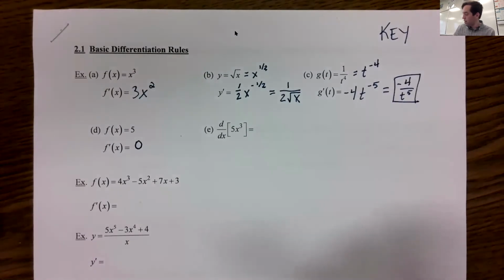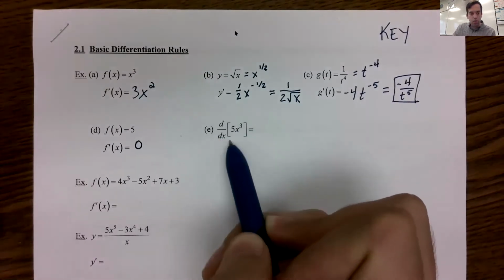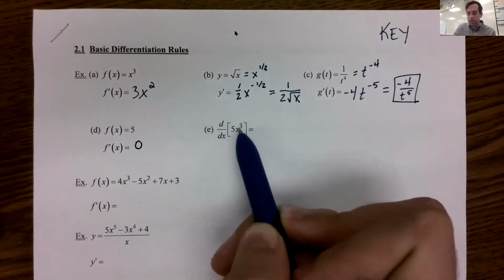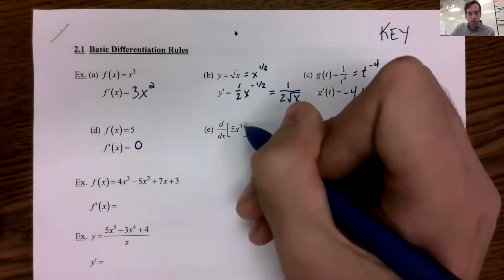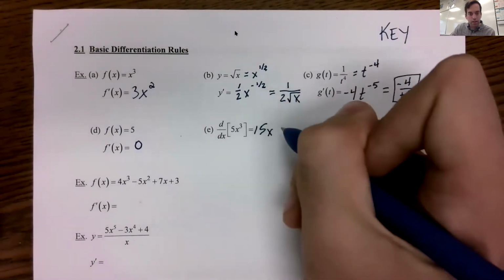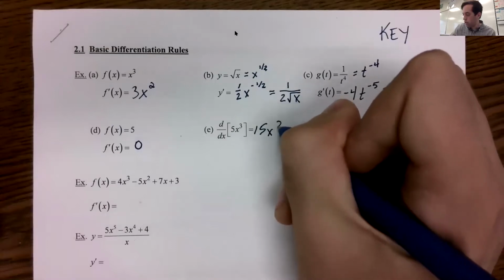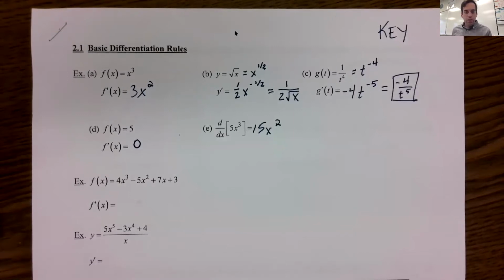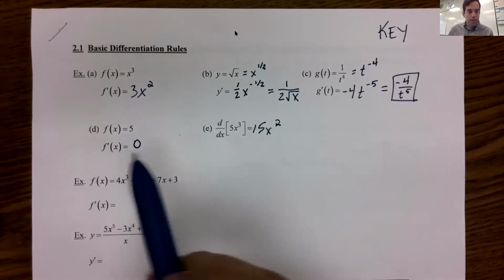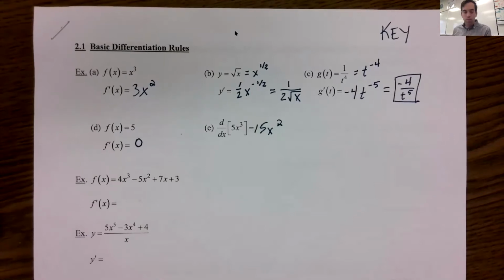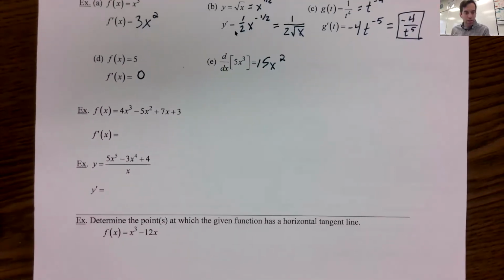And letter E, this is another notation for a derivative, d over dx of this. 5x cubed would be 3 times 5, so 15 x to the, and you take the 3 and you subtract 1, so it's x squared. All right. So there's some power rule for you as well as some different notations for derivative. Hopefully that makes sense. Let's keep going here. We got 2 more examples like this.